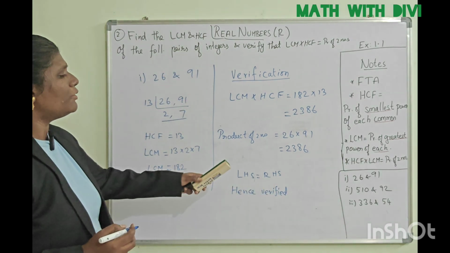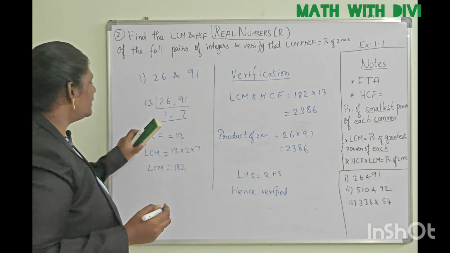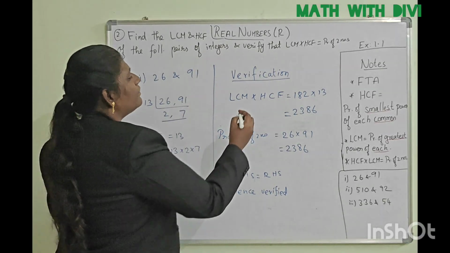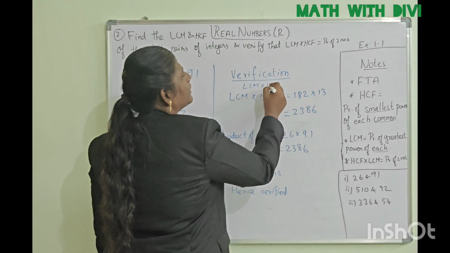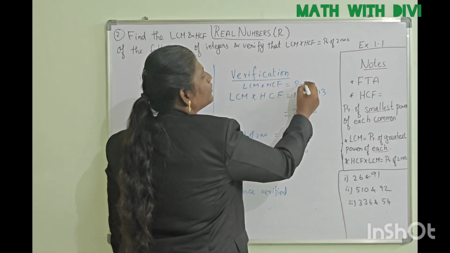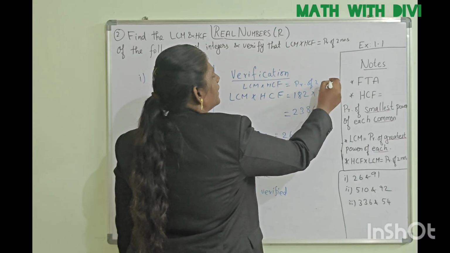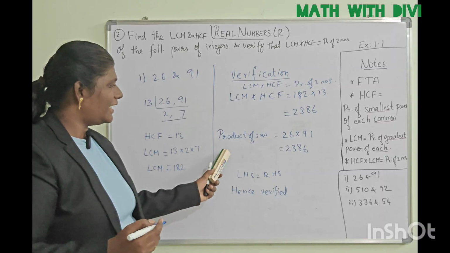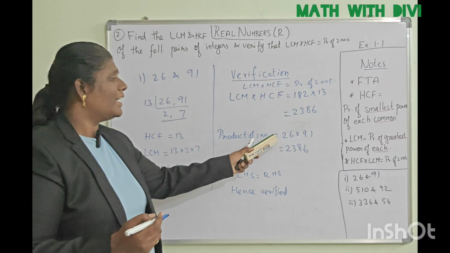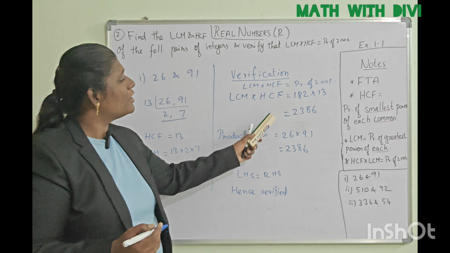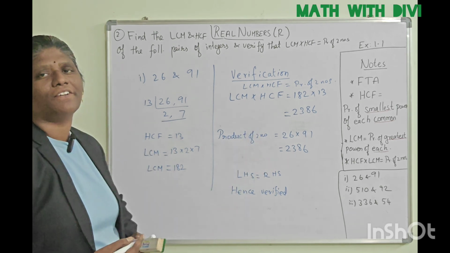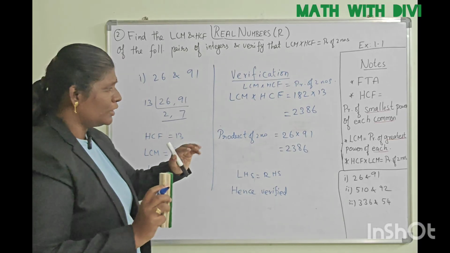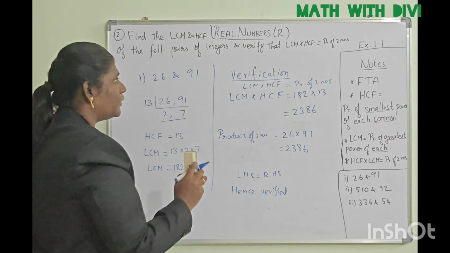Understand? So what we have to do? First we have written the question. We have found what is LCM, what is HCF, and how to verify. Write the formula: LCM into HCF is equal to product of two numbers. Then take the left hand side first, work out one answer, and take the right hand side second and multiply that, you will get the answer. If both the answers are equal, it is verified. Understand? Yes, let's solve the second sum. If you want to do it, just pause and you can copy.